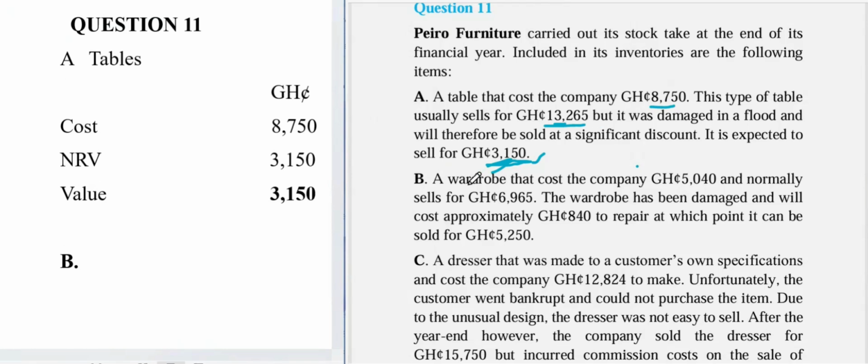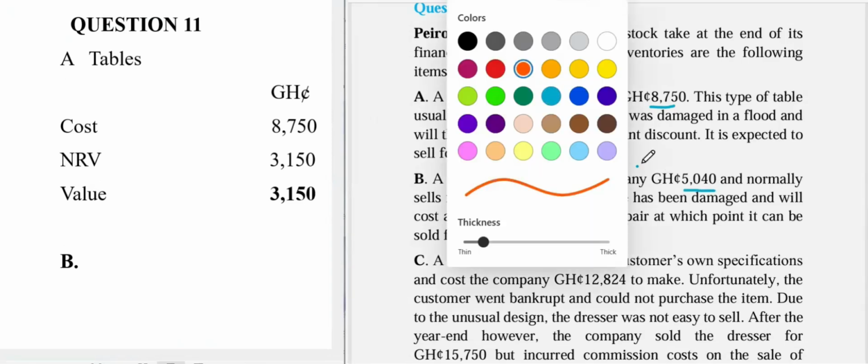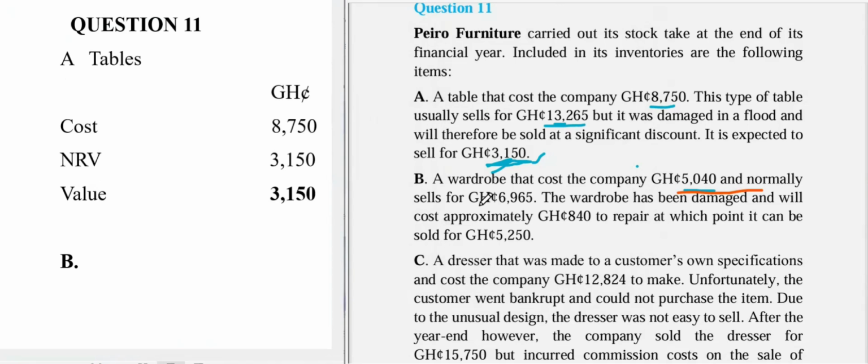Then B, a wardrobe that cost the company 5,040 cedis, right? So we are told that a wardrobe cost the company this amount. Okay, cost the company, so it's a cost price. And usually sells for what? 6,965. The wardrobe has been damaged and will cost approximately 840 cedis to repair, at which point it can be sold for 5,250. So once again, we have the cost here and then the selling price, right?